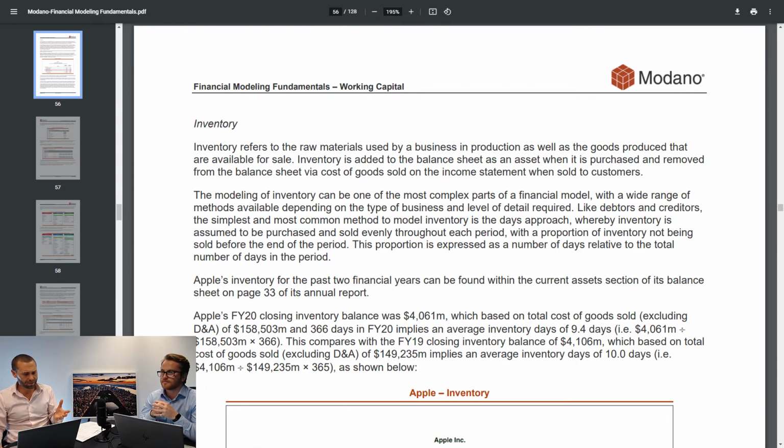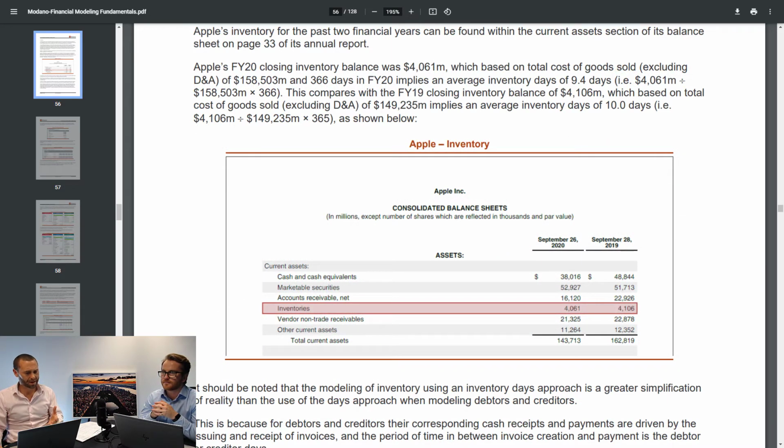Okay, so if you look at inventory days, take Apple, for example. Their inventories on the balance sheet are 4106 in 2019, going to 4061 in 2020. This relates to their cost of goods sold. Now, remember the cost of goods sold, we stripped out D&A. So for FY20, their closing inventory balance was 4061. The cost of goods sold excluding D&A was 158, which is in our model. If you go to our income statement, that's FY20, and we stripped out the D&A to get to 158.